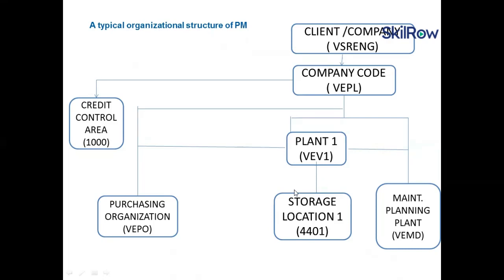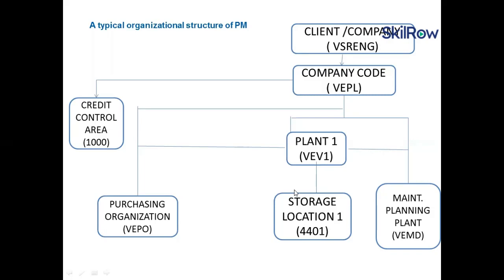Correct? You understood this? In your company, you have a plant. You have a Dover plant. So what do they do in the Dover plant? They are responsible for production.